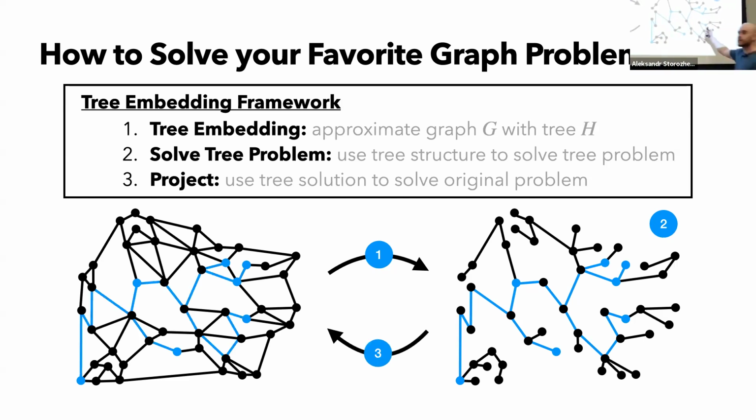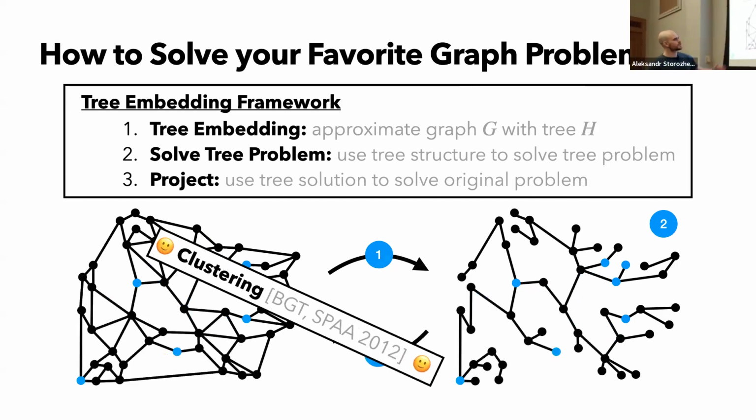And maybe if this approximation is good, like this tree is a good approximation for the original graph, we will expect to not lose too much in the quality of the solution that we end up with. Okay, so this is a framework which has been used with great success for many different kinds of problems.